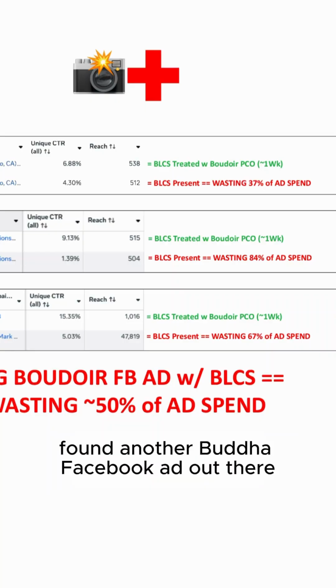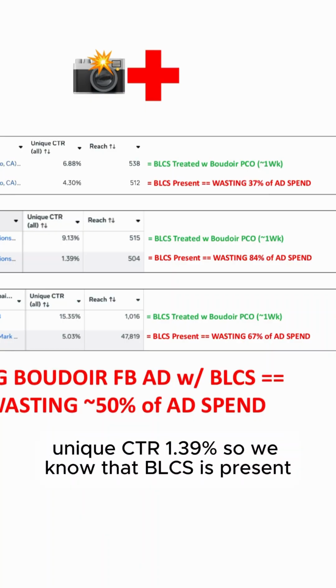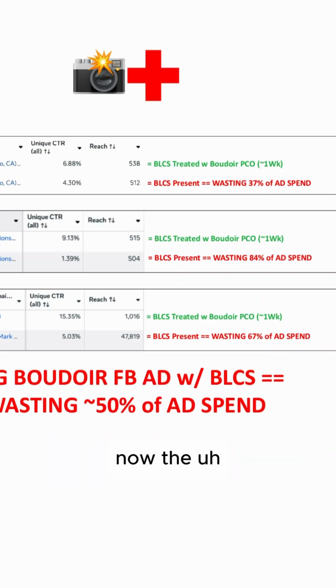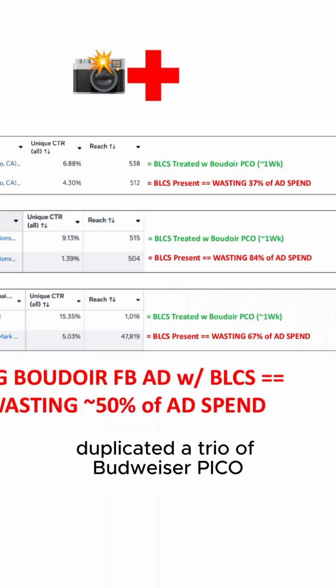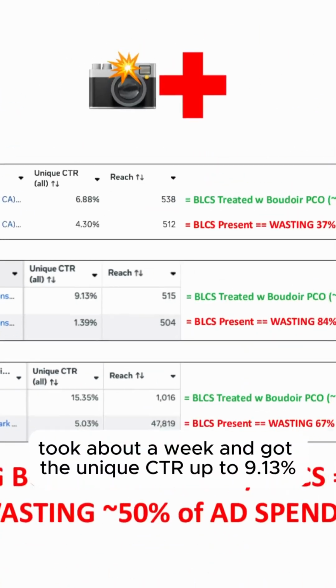Second part of my residency, found another Boudoir Facebook ad out there. Unique CTR 1.39%. So we know that BLCS is present. Unique CTR under 6%, we know that BLCS is present. Now we duplicated it, treated with Boudoir Pico, took about a week, and got the unique CTR up to 9.13%.